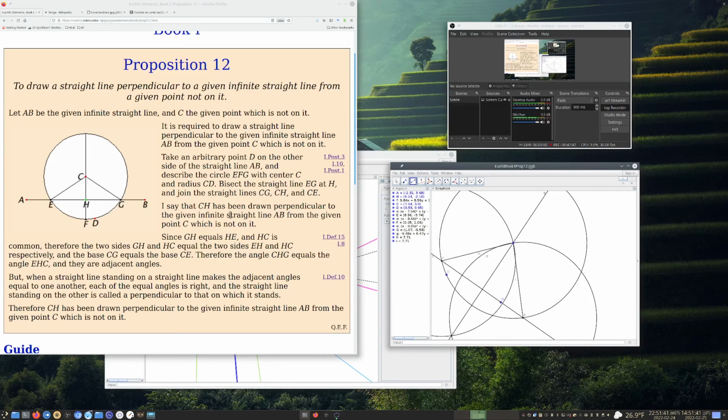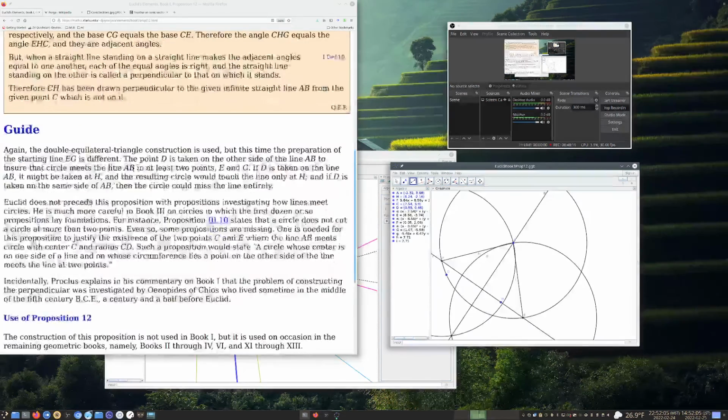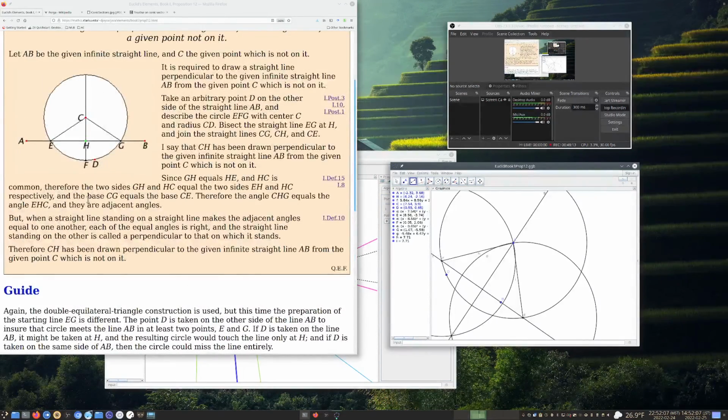But when a straight line standing on a straight line makes the adjacent angles equal to one another, they're supplementary and complementary. It's something like that. I think complementary means 90 degrees, and supplementary means, I don't remember. Go look it up. Yeah, okay. He's using the argument with isosceles triangles.